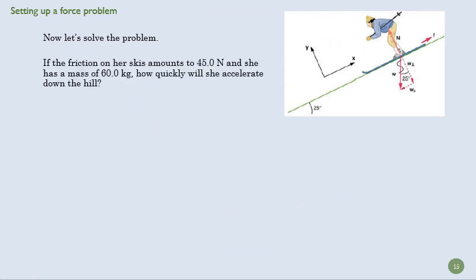So let's solve our problem. We'll have to throw some numbers in here. And let's say the friction amounts to about 45 newtons, which is probably a little high actually for friction for a nice pair of skis. And she has a mass of 60 kilograms. So how quickly will she accelerate down the hill?